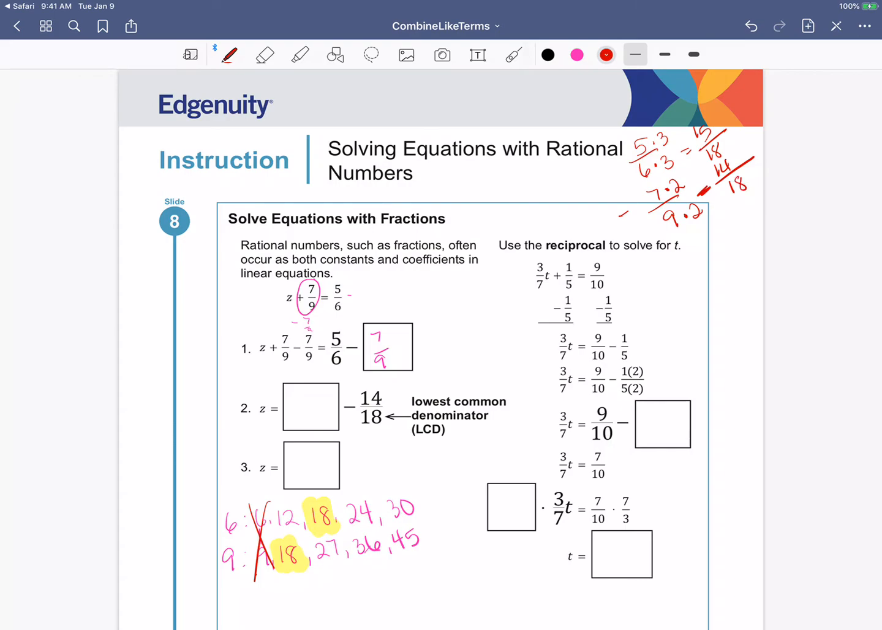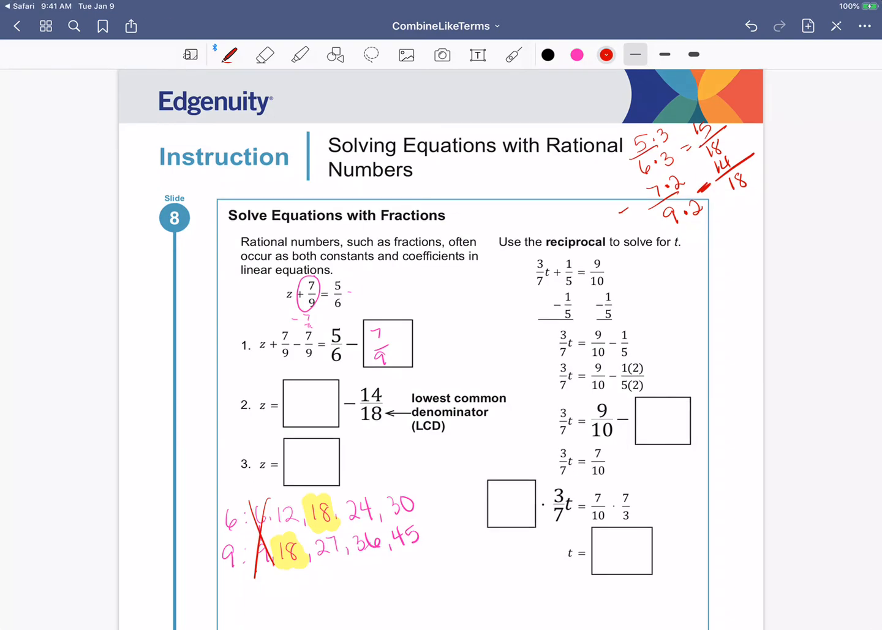18. So I kind of jumped ahead, right, because this is them doing this breakdown. So over here they already did times 2, times 3, times 3. And now I'm going to write in my times 3, which was 15 over 18. Now I subtract and it gives me 1 over 18. And that's it. Okay?